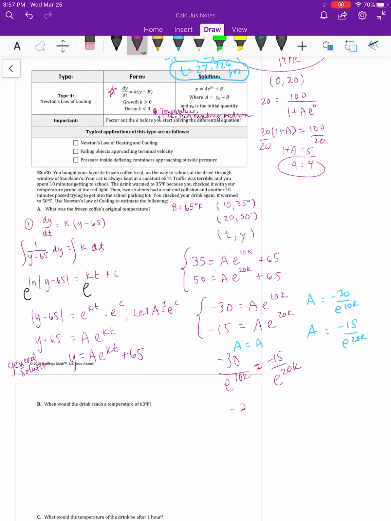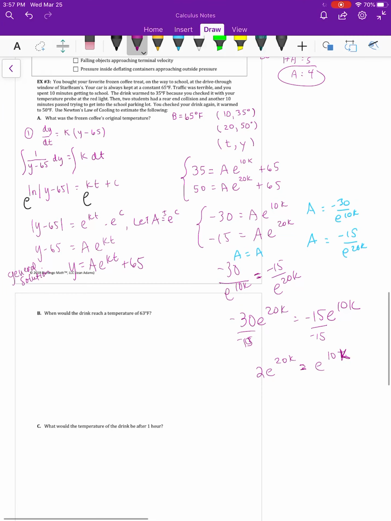And then I cross multiplied. So now, if I divide by negative 15 on both sides, I get 2e to the 20k equals e to the 10k. Oops, sorry.